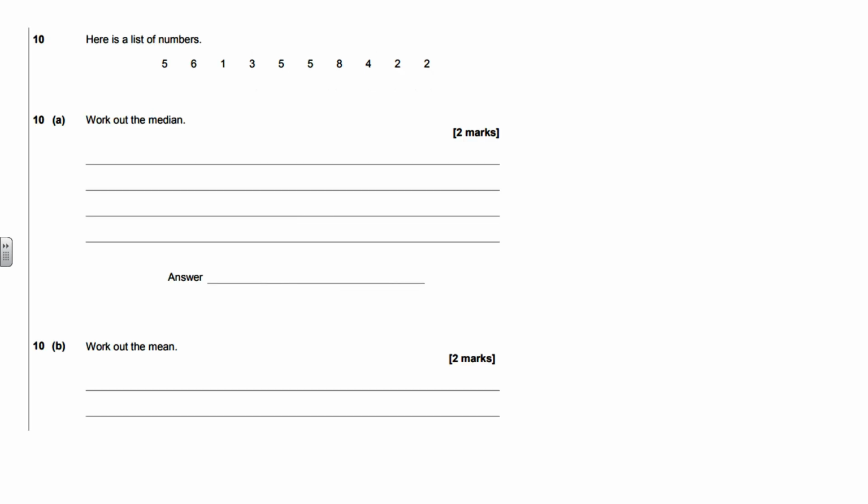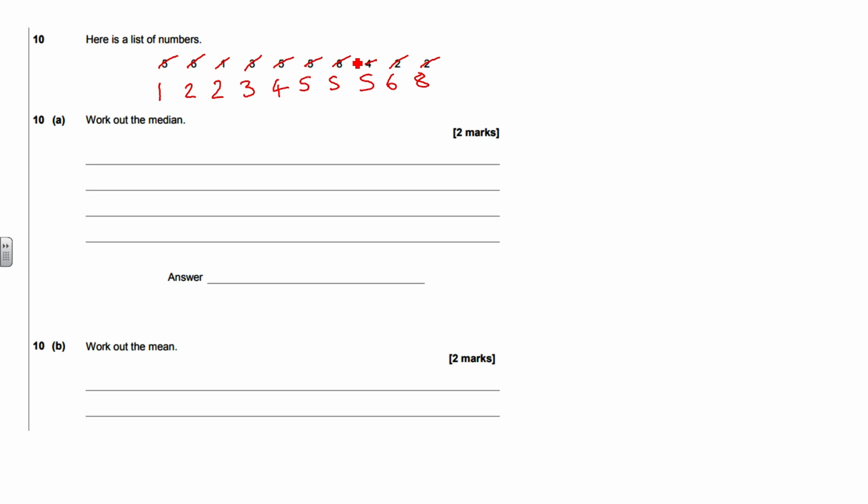Question 10, here is a list of numbers to find the median. So when I find the median, I need to write the numbers out in order. Now, what I will quite often do when I'm writing numbers out in order like this is to write them underneath the original list. If I've got room, that really is a brilliant way to do things, because that way you know that you've definitely not missed any of the numbers. You could also cross them off like that. So if I line them up like that, I know I've not missed any.